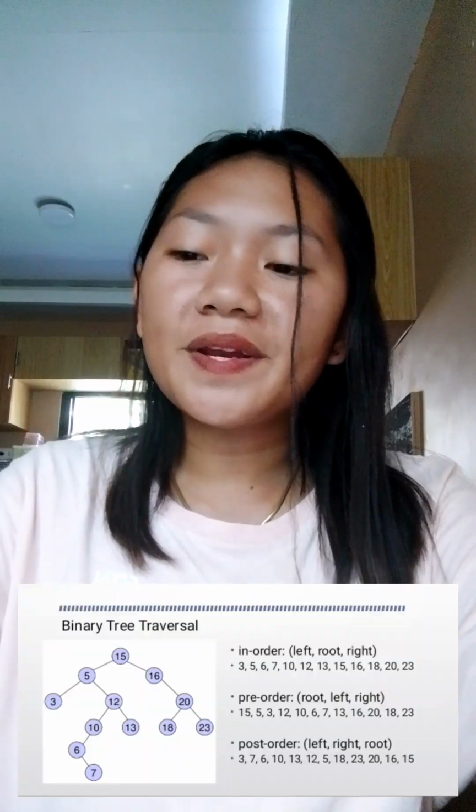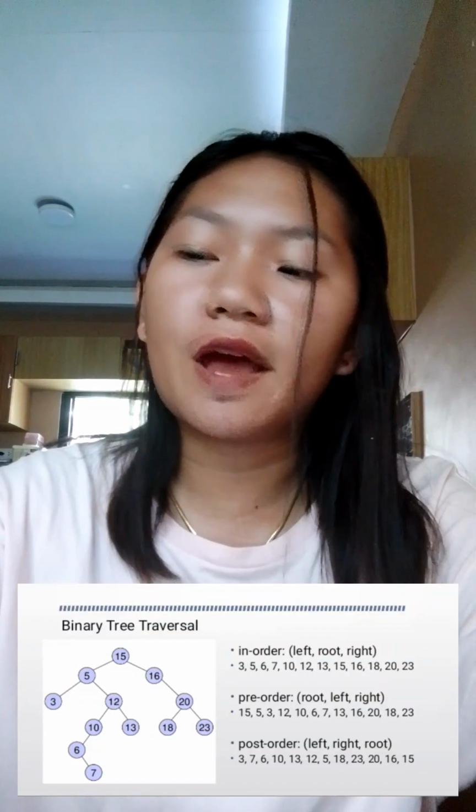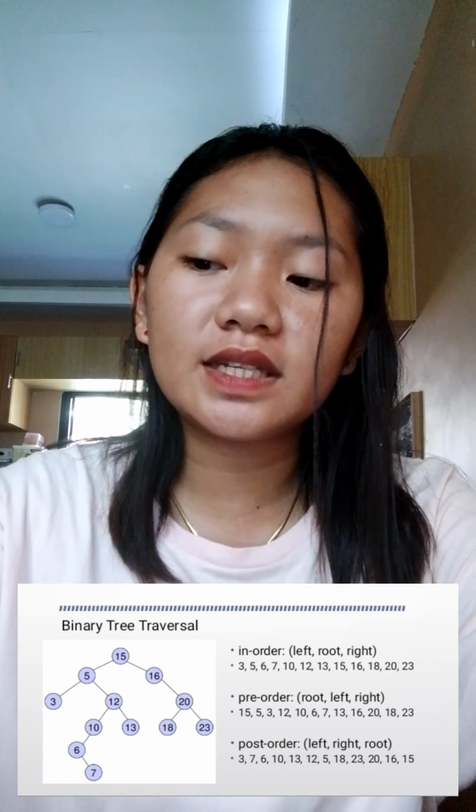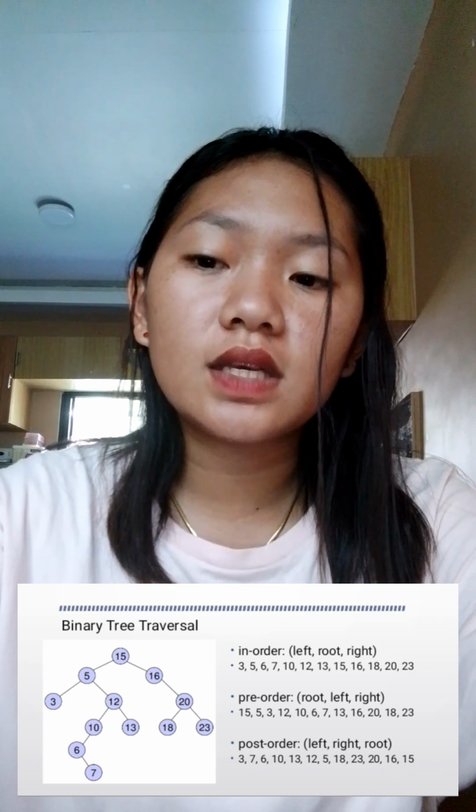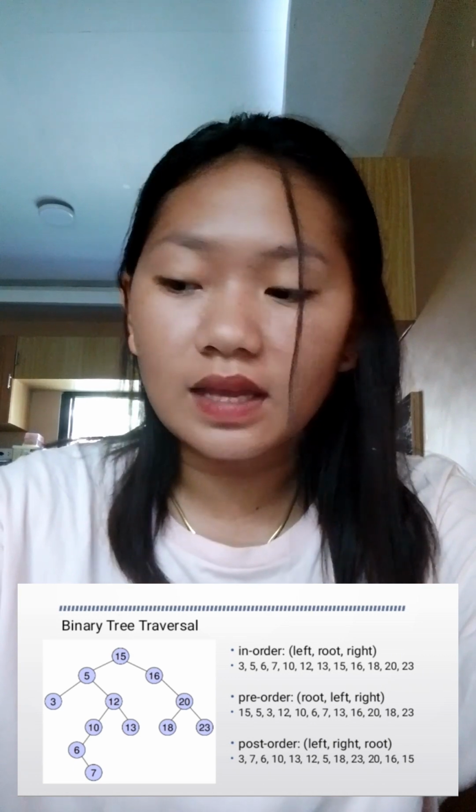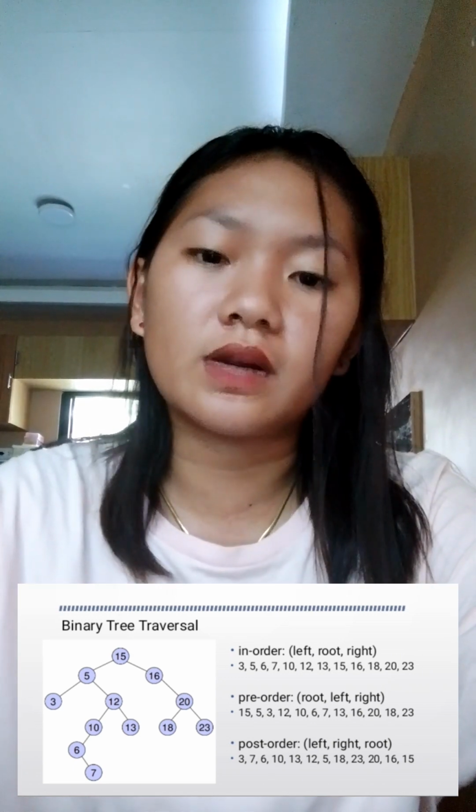In in-order, we must follow the rule: left, root, and right. Stated here, in in-order we must print each subtree's left branch before we print its root. In pre-order, we have root, left, and right. And lastly, in post-order, we have left, right, and root. To understand this more deeply, we must give an example. Binary tree traversal example. We have 15, 5, 3, 12, 10, 13, 6, 7, 16, 20, 18, and 23. We will get the in-order, pre-order, and post-order of these.